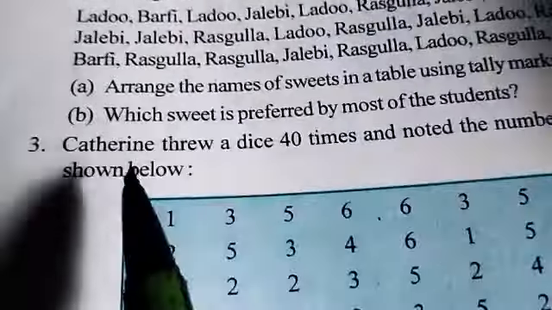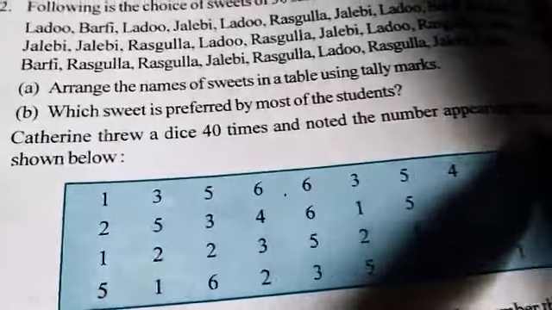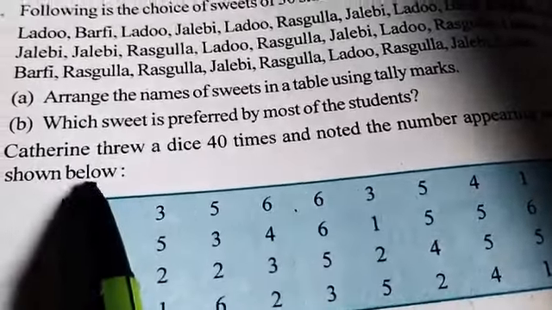Now we go for question number 3. Catherine throws a dice 40 times and notes the appearance of each number as shown below.